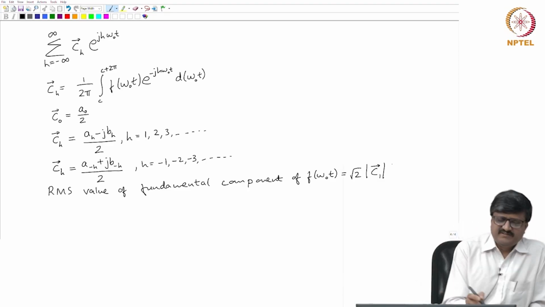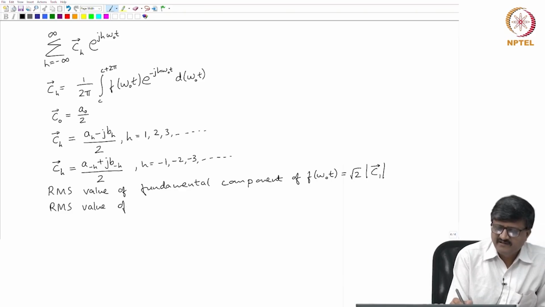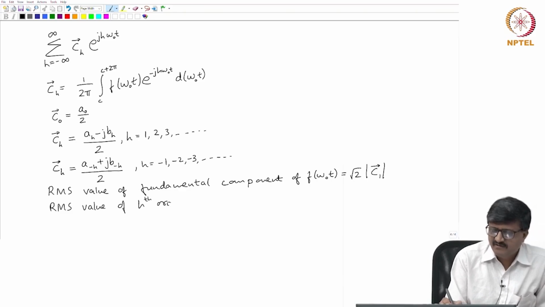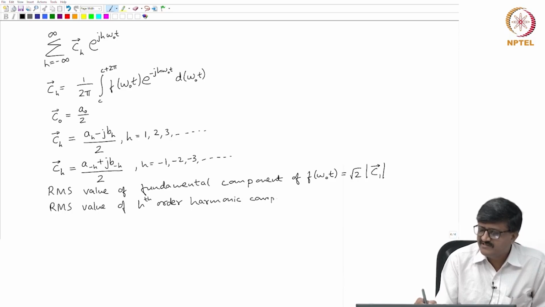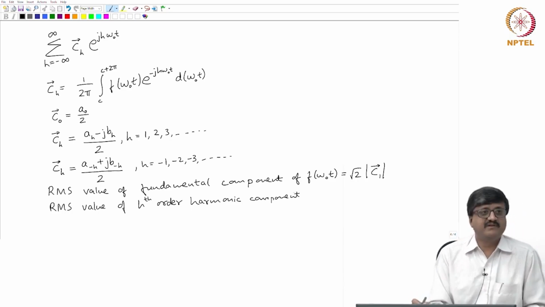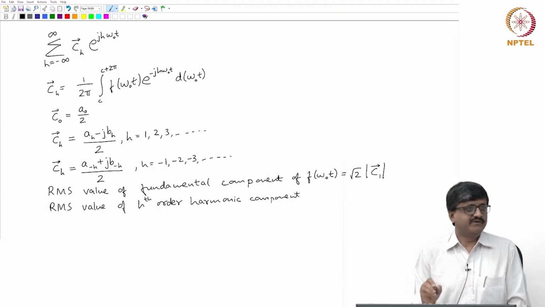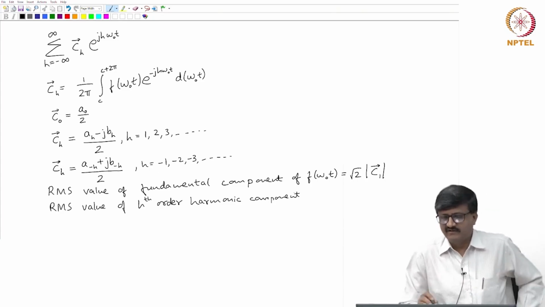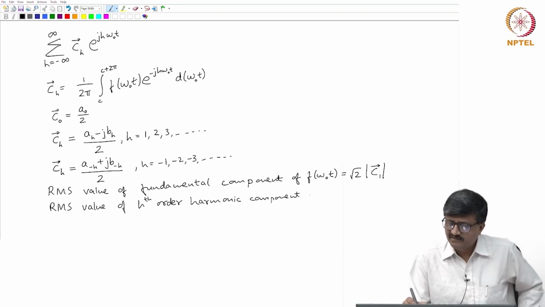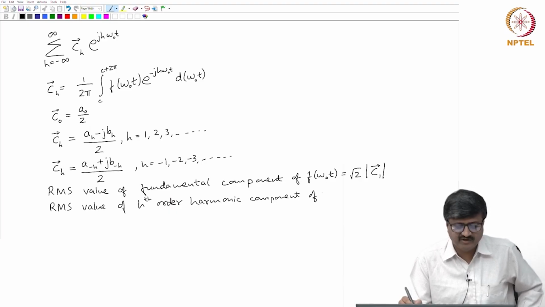Similarly, if I take any harmonic component, the RMS value of the Hth order harmonic component. If you are not familiar with these results, please verify them. If you have never studied this earlier, you have to do it. You need to do simple integrations and show that these are the expressions for the fundamental RMS and the Hth order harmonic component RMS.